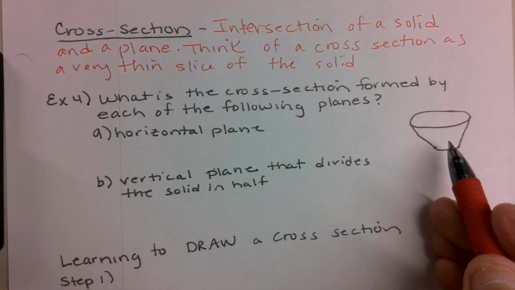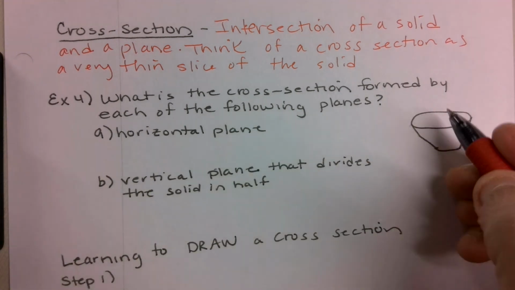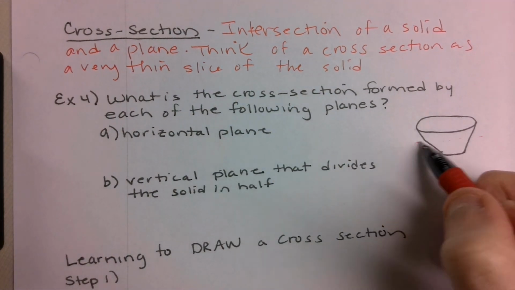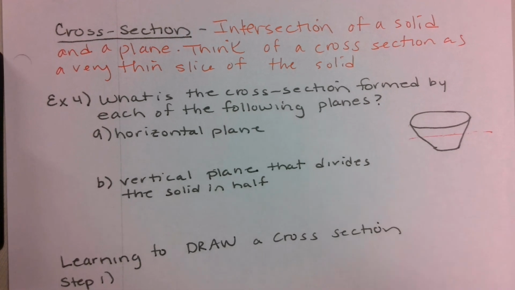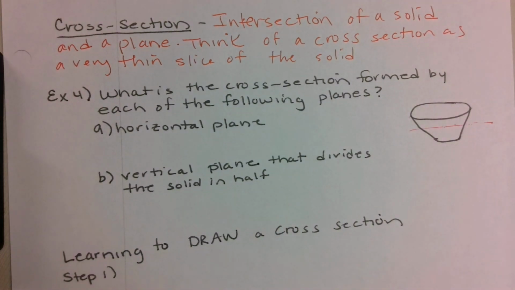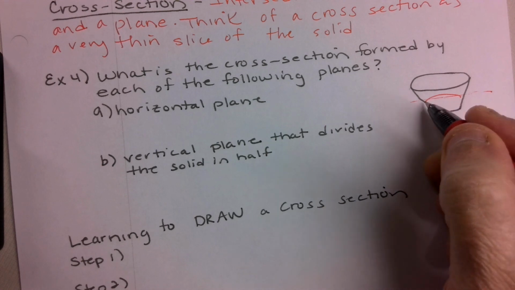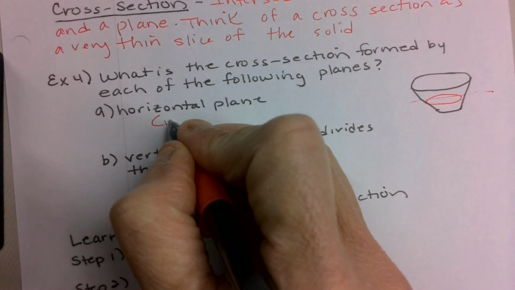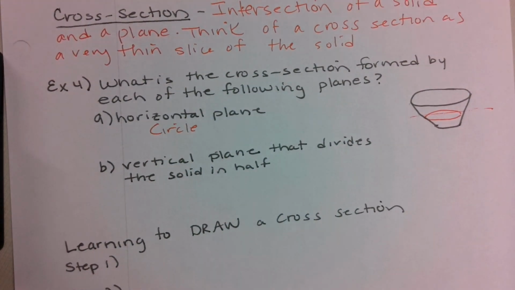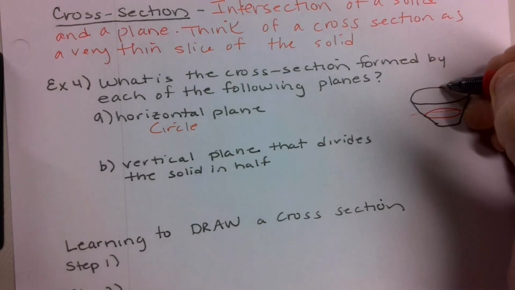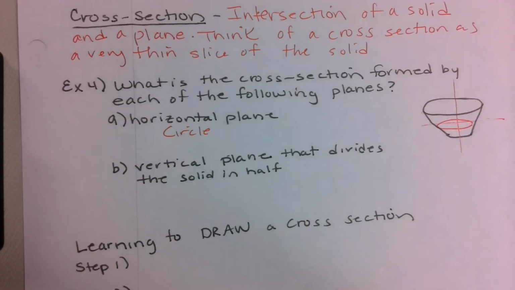So now when we look at this, it says a horizontal plane, so it's like we're cutting through it right through the middle here. If we cut a piece out there, if we cut it open and opened it up, what two-dimensional figure would you see? You're going to see a circle. Now a vertical plane, that cuts it directly in half.